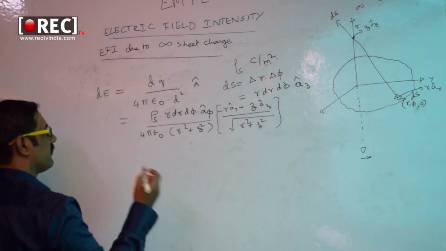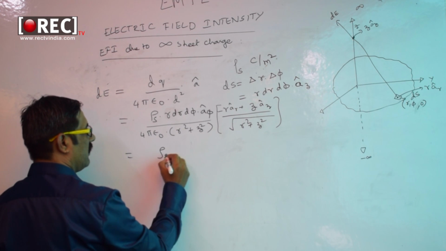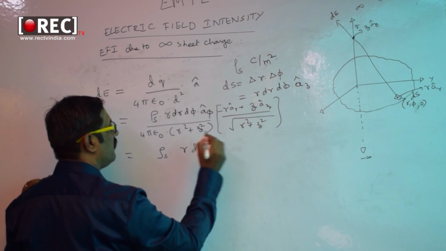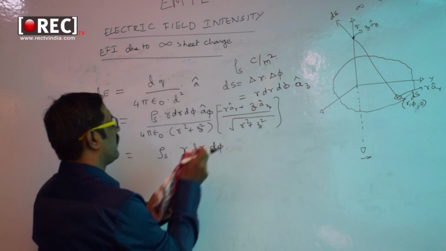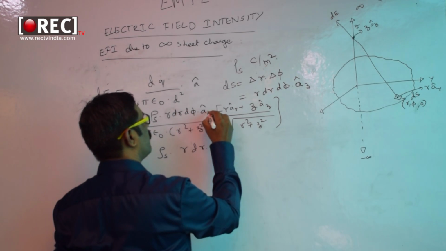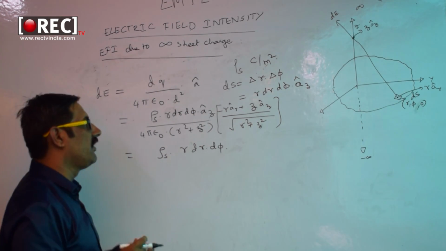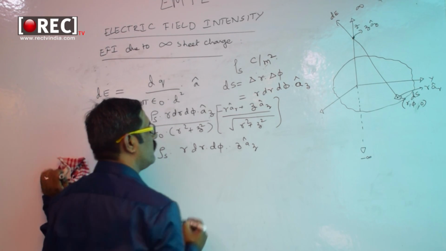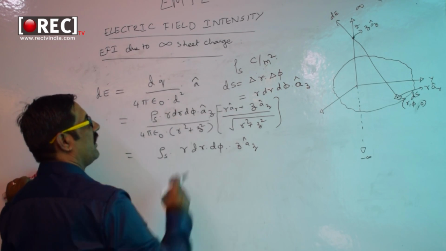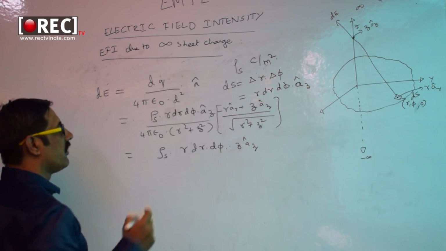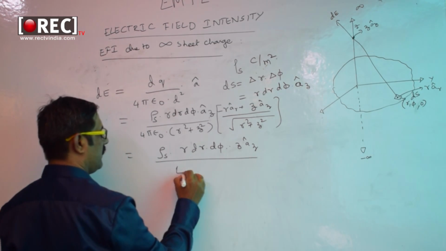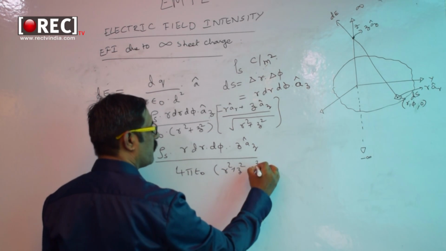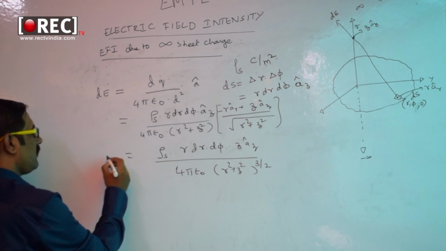So in total, it is rho s into r dr into d phi into, here it is not a phi, it is az. So if I multiply az into az, you are having z into az cap. The dot product of az dot ar anyhow is going to become 0. So you are having 4 pi epsilon naught into r square plus z square raised to the power of 3 by 2. So this is dE.